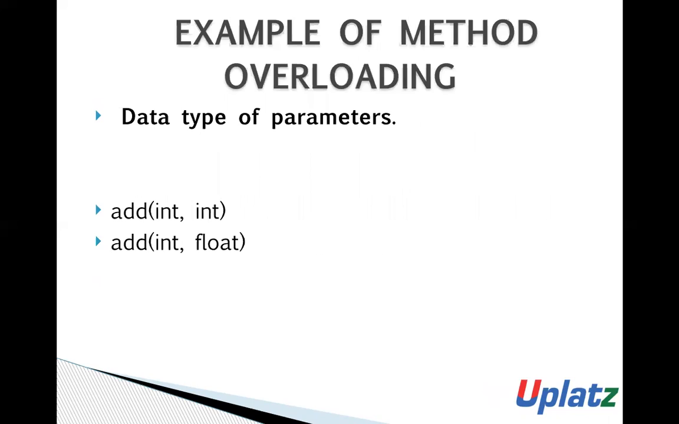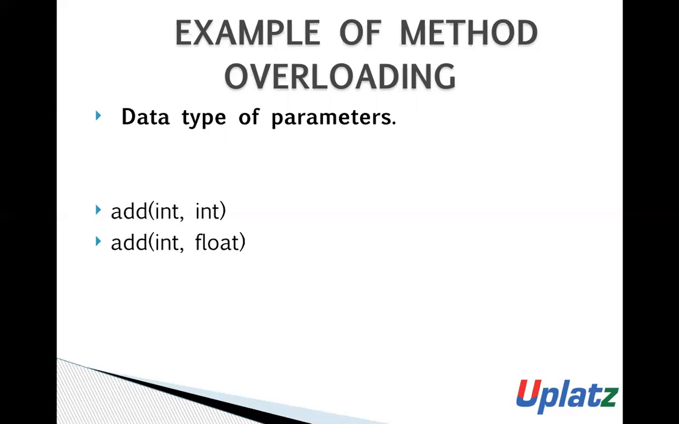Now comes the data type of parameters. You can see the number of parameters to both the add methods is the same. It is 2. In the first case, I'm passing 2 integers. Whereas in the second case, even though the number is the same, the data type is different. First, I'm passing an integer argument and then I'm passing a float argument. So this is also another example for method overloading.